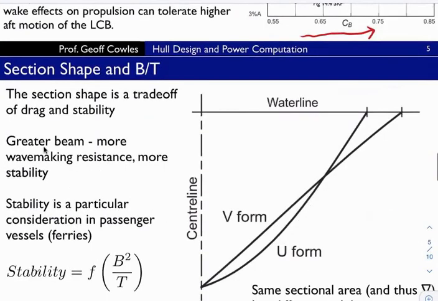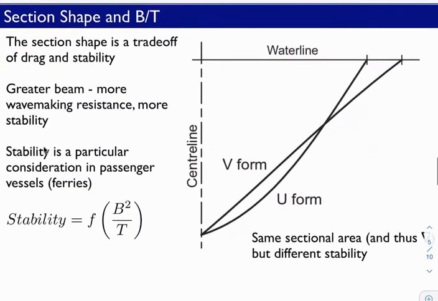Section shape is a big one because you have a trade-off between stability and wave-making resistance. The wave-making resistance scales strongly with the beam, and the stability scales strongly with the beam. Basically, it's a function of beam squared. So if you can make your beam greater, your wave resistance goes up, but your stability goes up.